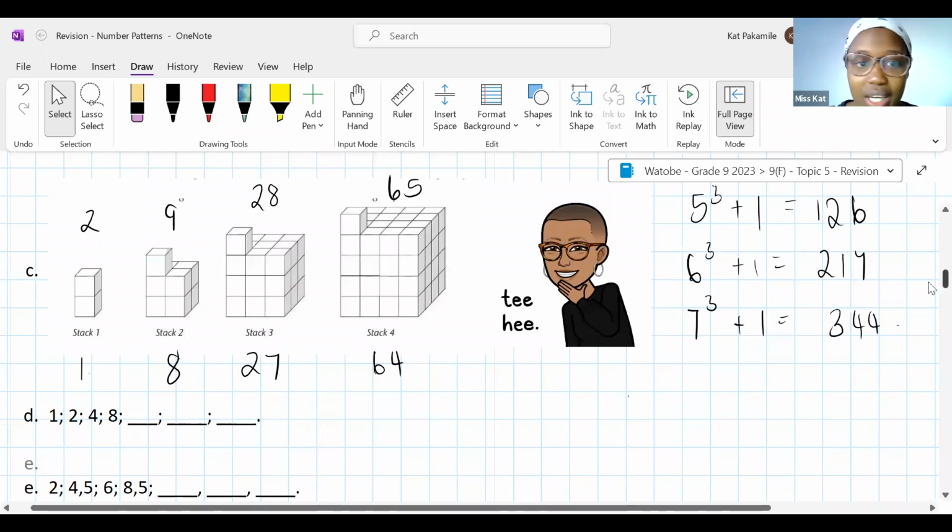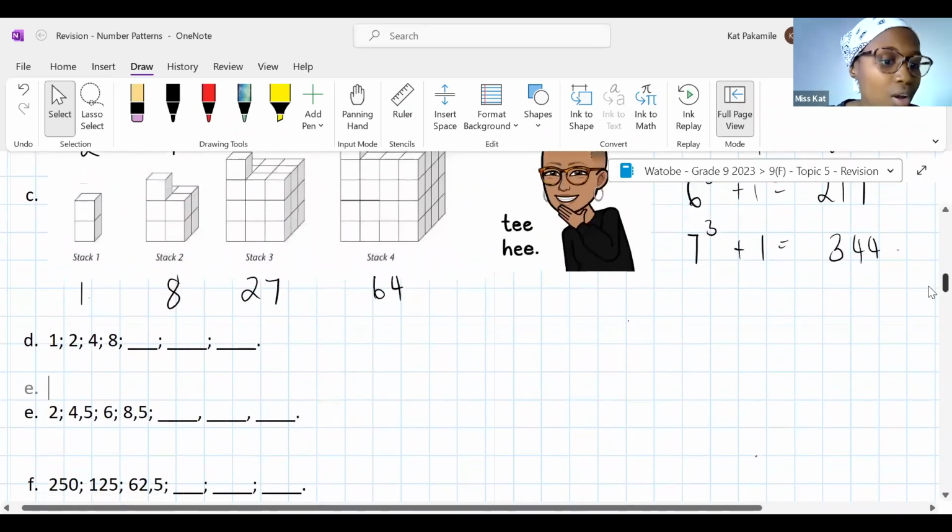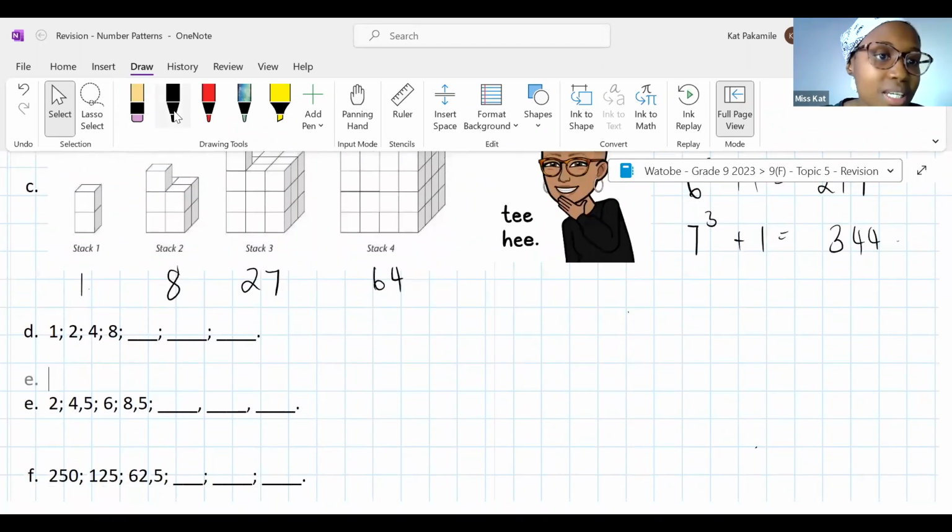Okay, let's do D. Oh, I have a lot of patterns for you guys. Let's do number D. How much is D, guys? We have 1, 2, 4, 8. What's going on in that pattern? How are we getting from one term to the next? Multiply by 2. Thanks, Paul.